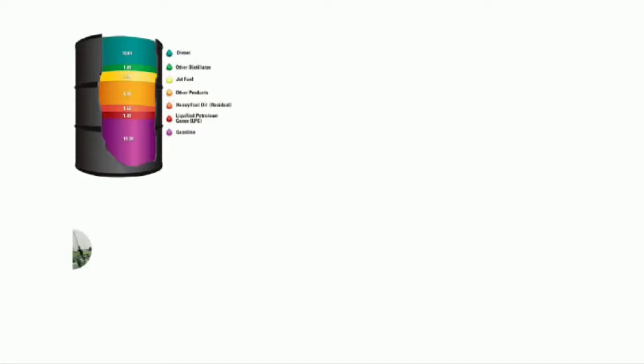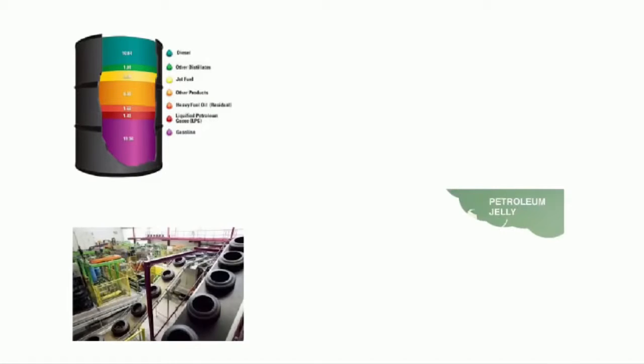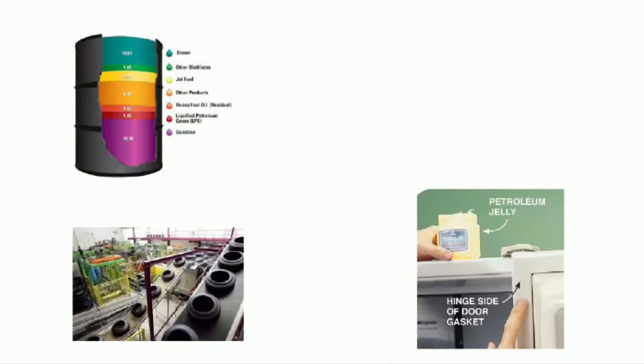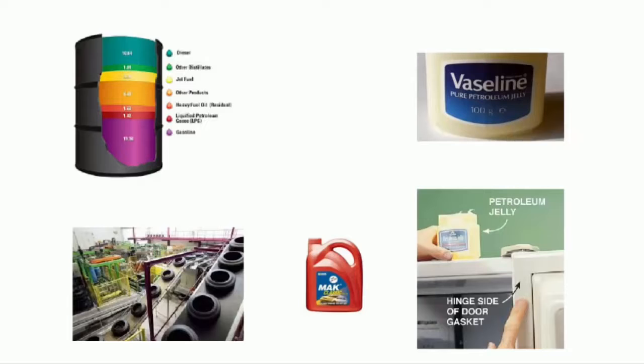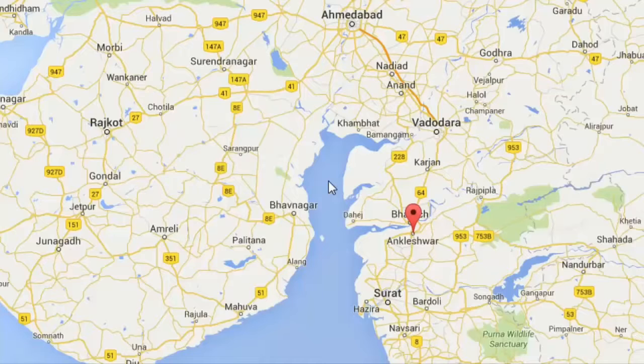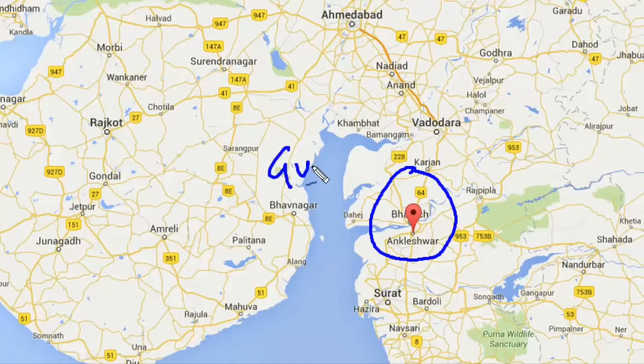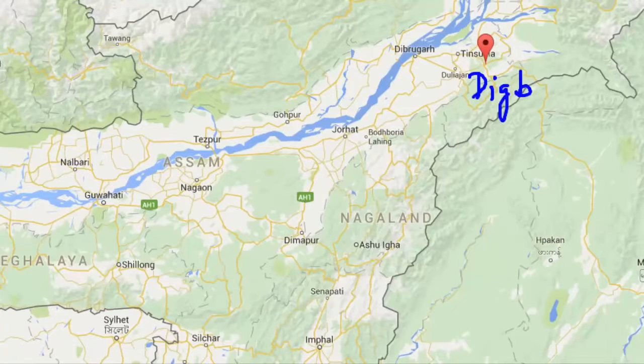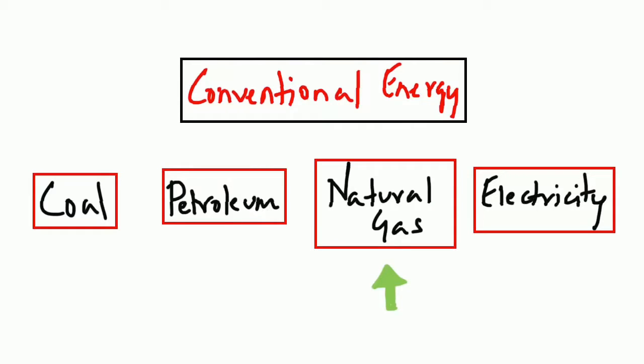Petroleum is used to make gasoline and many other important products in our everyday lives. They are used in tires, refrigerators, lubricants for machinery, moisturizing creams, etc. In India, petroleum is produced at Bombay High, another place is Ankleshwar, which is in Gujarat, and the last place is Assam. The third type of conventional energy is natural gas.